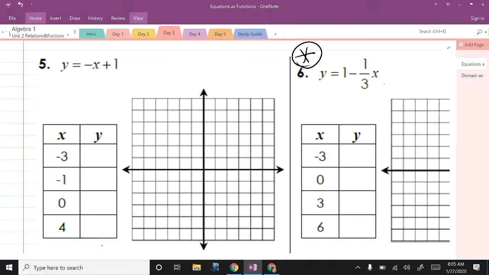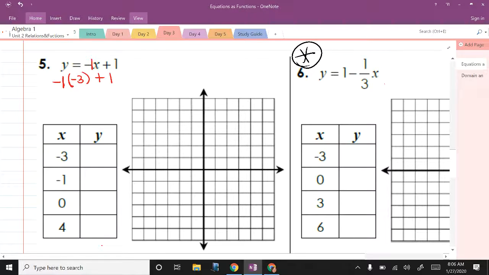Yeah, because that negative in front of that x is the same thing as saying negative 1 times x. So if it helps you out, stick a 1 right there between the negative and the x, because you're multiplying your x's times negative 1. So it's negative 1 times your x. So, for example, it's going to be negative 1 times negative 3 plus 1.